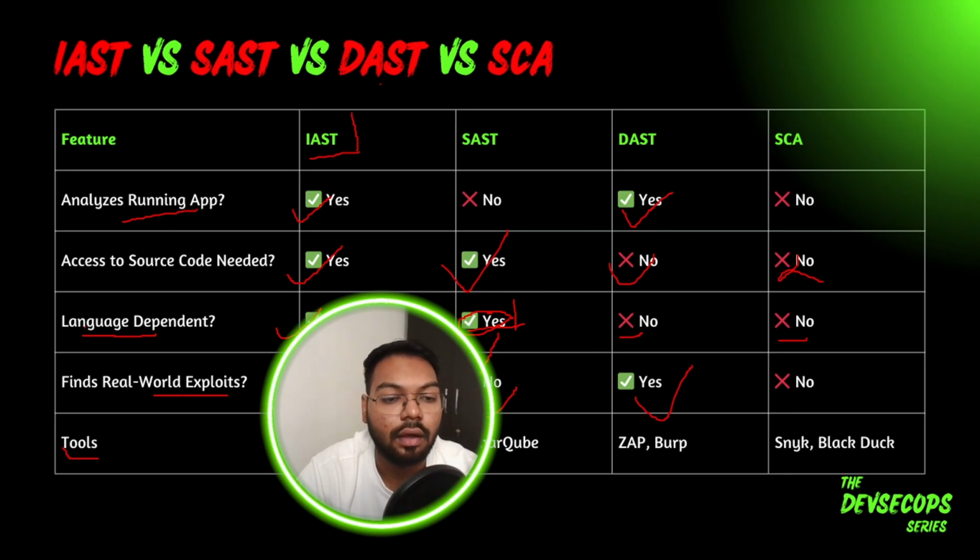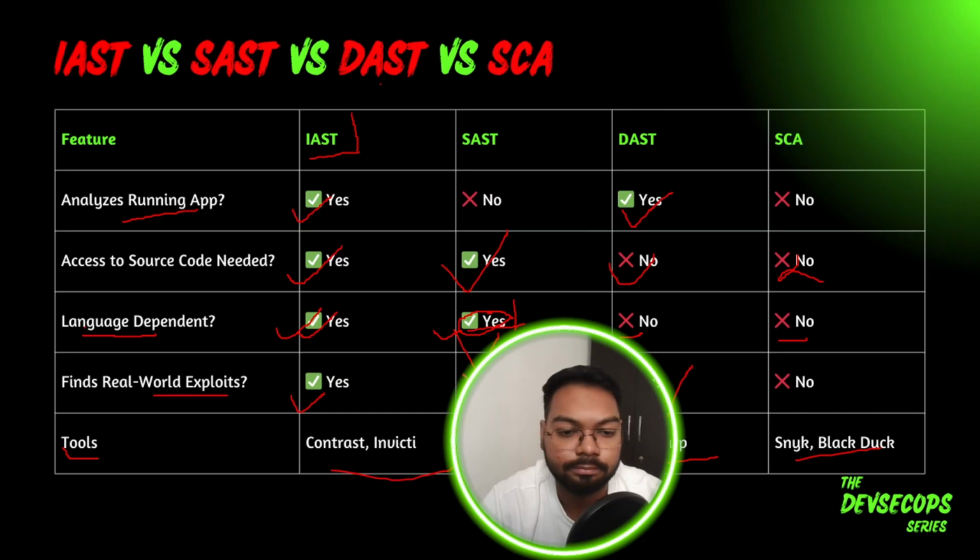So the tools: Contrast, Invicti, SonarQube for SAST, ZAP and Burp for DAST, SCA tools like Snyk, Black Duck, and all these other tools that you can see in the market. So that's about it.